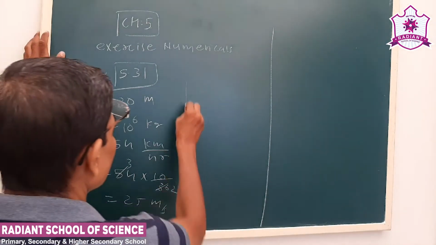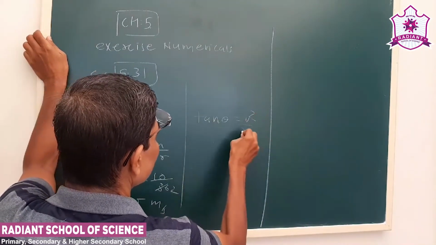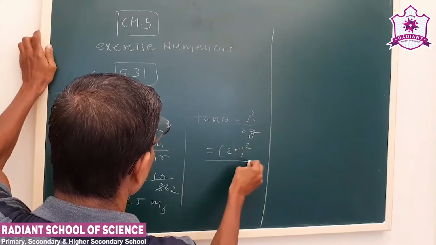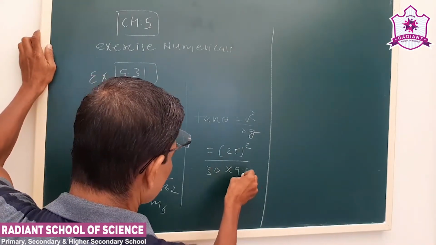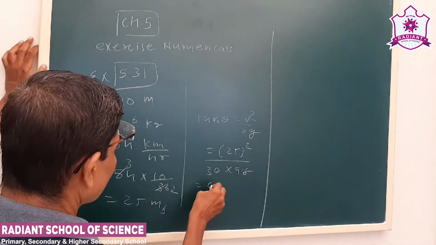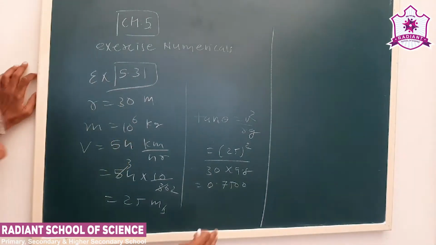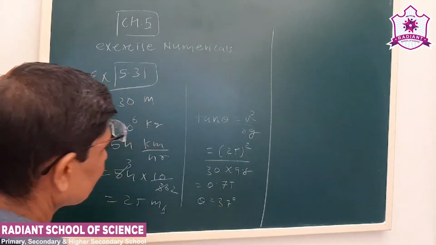Now see, earlier we proved that tan theta is v square by rg. Now v is 25, r is 30, g is 9.8. So if we solve, we'll get 0.75. And theta, if you see in the natural tangent, we'll get 37 degree.